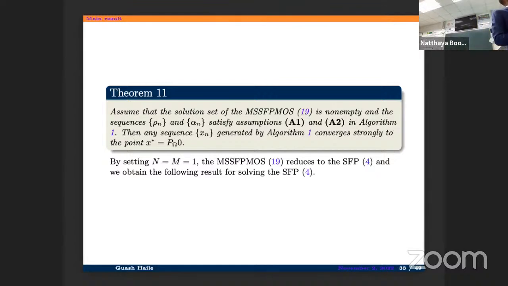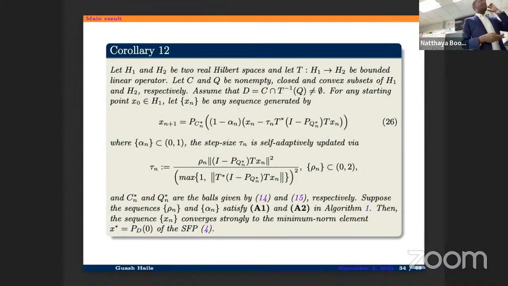By setting n and m exactly equal to 1, this problem 9 reduces to problem 4, and we obtain the following result as a direct consequence. This is also a new method that solves the classical split feasibility problem, where the step size is given in this form, and these are the balls where n and m are exactly 1. So any sequence generated by 26 converges strongly to this point of the split feasibility problem.